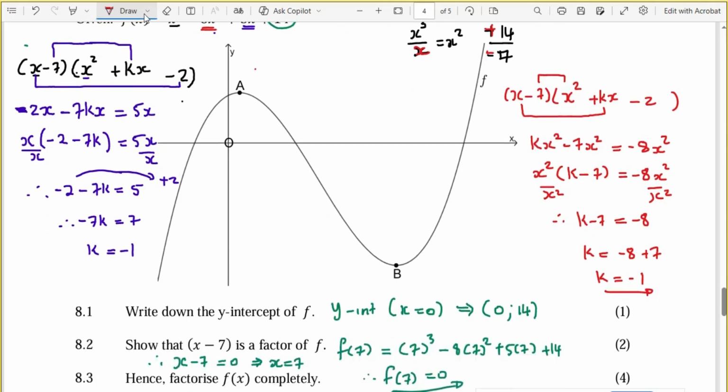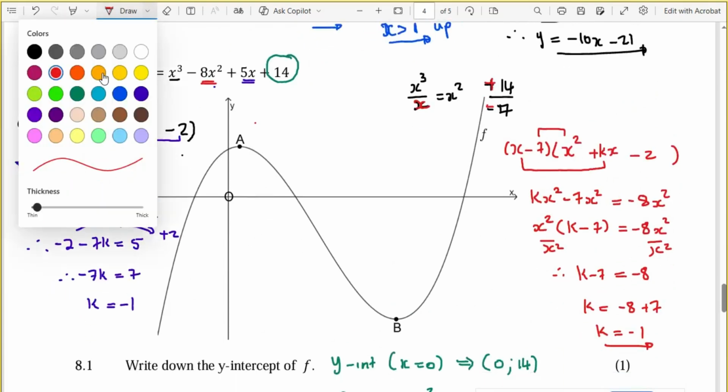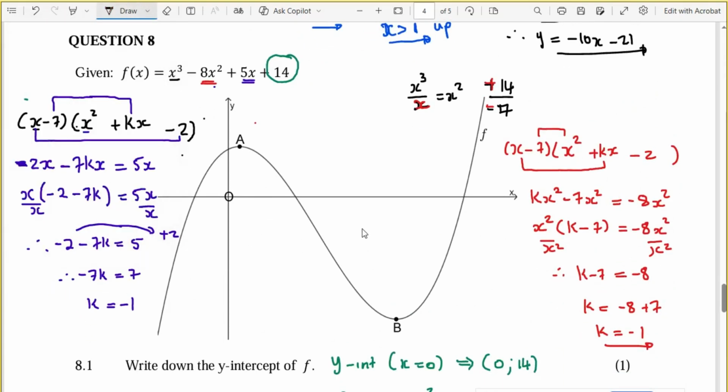Okay, so now to factorize this completely, we need to put that equation back there. So to put the equation back, this is what I'm going to have: x minus 7 into x squared minus k, which is minus 1, then x minus 2. So can you see that it will be easy for us to factorize that other part? Yes, sir, it will.